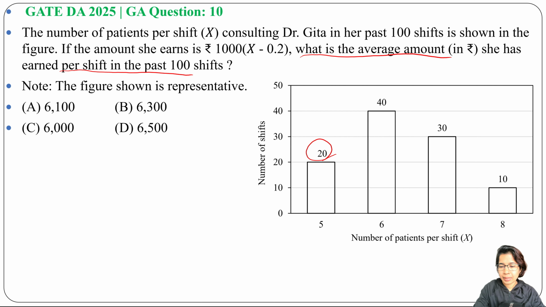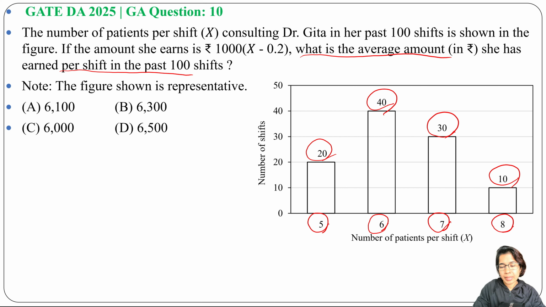So here 20 shifts, 40 shifts, 30 shifts, 10 shifts. All total is 100. In the first 20 shifts, she was consulting 5 patients. Then in the next 40 shifts, in every shift she was consulting 6 patients. In the next 30 shifts she was consulting 7 patients. In the next 10 shifts she was consulting 8 patients.